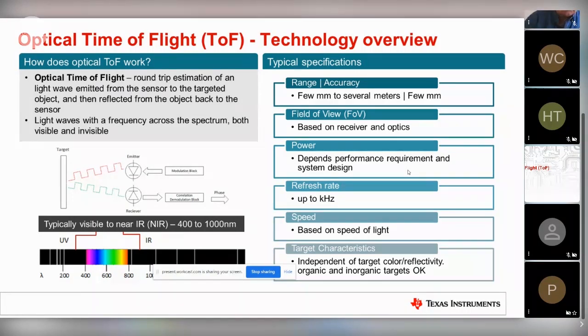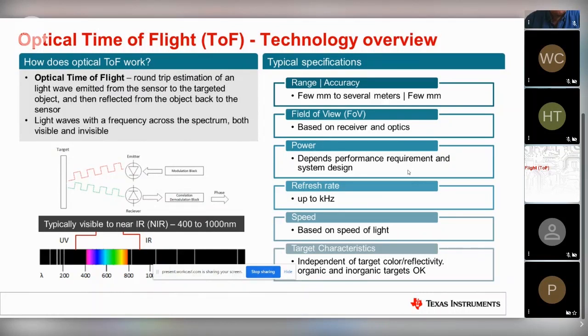Field of view is a very important factor in terms of the performance of the optical time of flight, because it's a strong contributor in performance like maximum range and accuracy. As a general rule of thumb, the narrower the field of view is, the longer the range of the system.